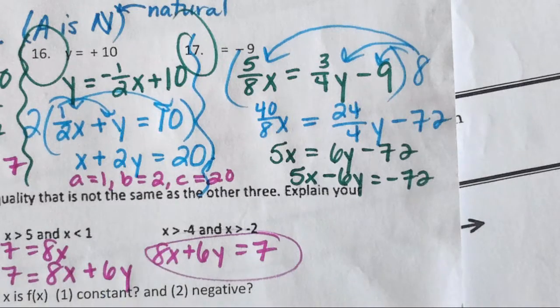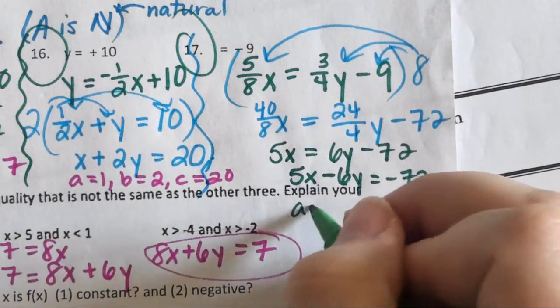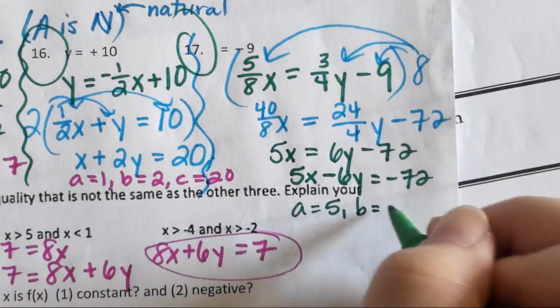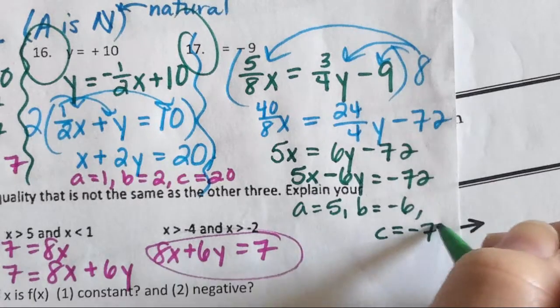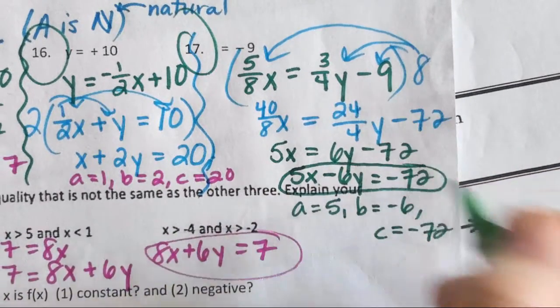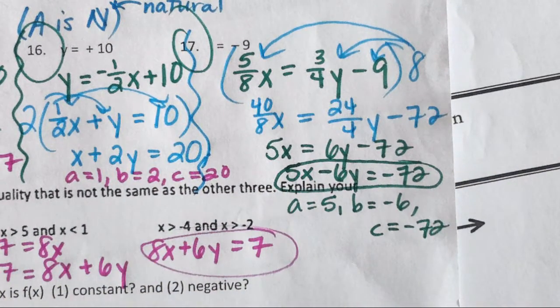Okay, Lloyd, I'm going to give you 2 points if you can tell me the A, B, and C. A is 5, B is negative 6, and C is negative 72. Okay, I was really hoping you were going to make a sign error here and you didn't. So you can have 2 points. My own bad. Anticipating the worst from you.